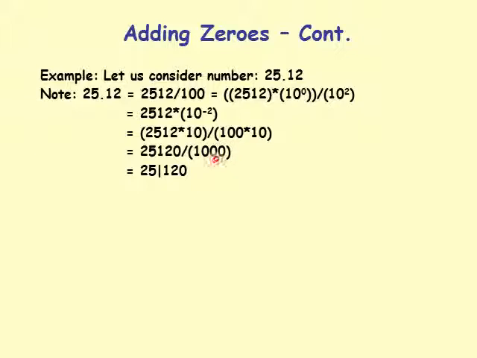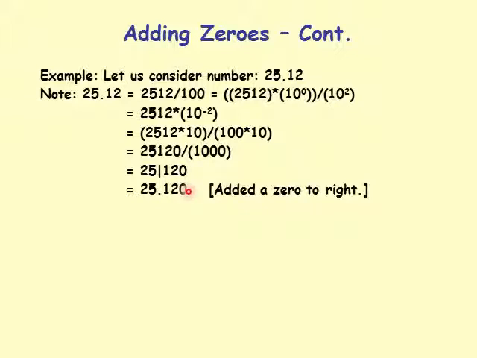When you divide by 1000, it's like moving the decimal point from the implied position at the rightmost to 3 positions to the left. There are 3 zeros in 1000. Which equals 25.120. We just added a 0 and we still have the same equivalent number. In 25.12, we added a 0 to the right. We achieved that by multiplying and dividing by 10. So that means we did not change the value. It's an equivalent value. So 25.12 is equivalent to 25.120.